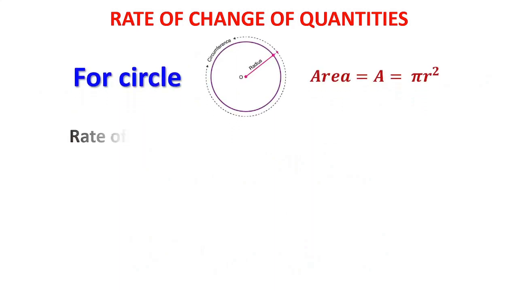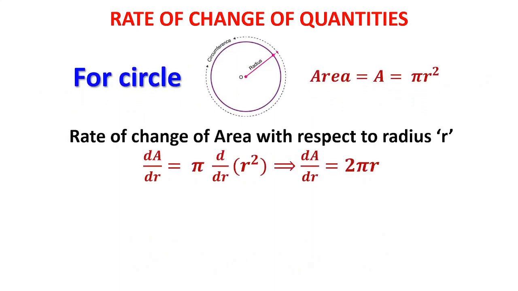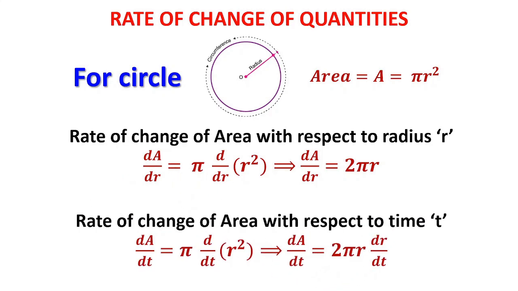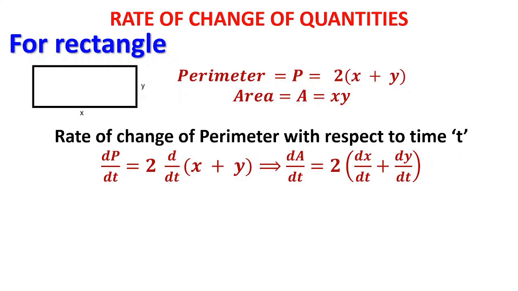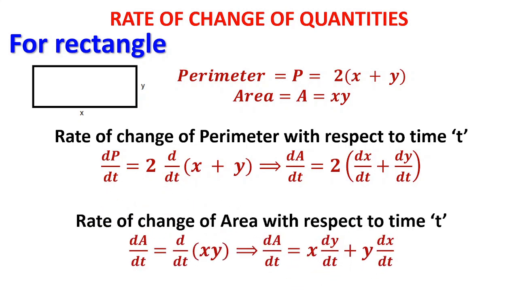For example, when you take area, if you want to find the rate of change of area with respect to radius, it is 2 pi r. But the rate of change of area with respect to time t is dA by dt is equal to 2 pi r into dr by dt. When you take a rectangle, it is the same thing. The rate of change of perimeter with respect to time is dp by dt, and area is dA by dt. No issue there. You can find it now. There won't be any problem.